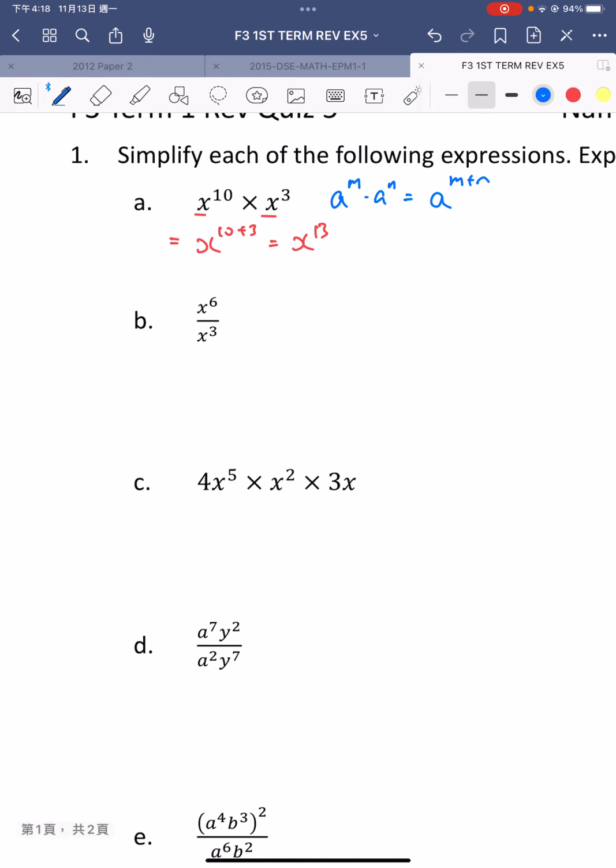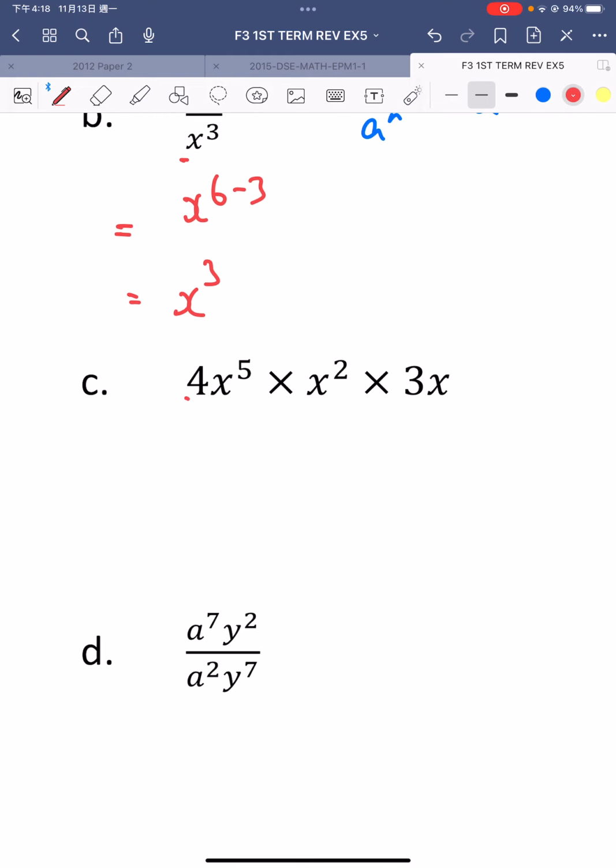For question B, we're going to use the formula that a to the power of m divided by a to the power of n is equal to a to the power of m minus n. So when you divide two things, you subtract the powers. Now we have x to the power of 6 minus 3, as the bases are the same, so we subtract the powers, which is equal to x to the power of 3.